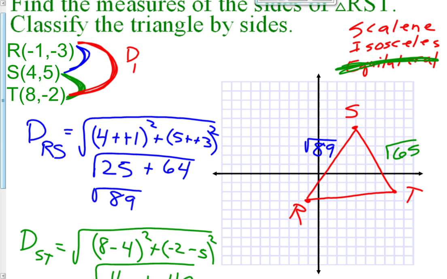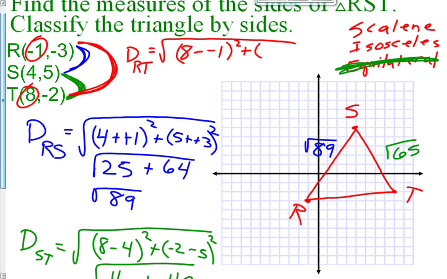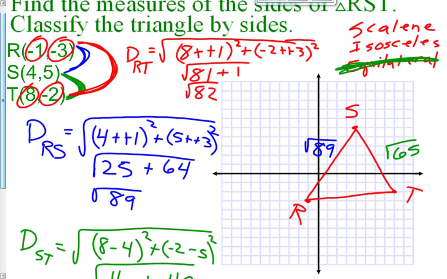So the distance from R to T equals the square root of x minus x, 8 subtract a negative 1, squared, plus y minus y, a negative 2 subtract a negative 3, squared. 8 plus 1 is 9, and 9 squared is 81. And then a negative 2 plus 3 is 1, and 1 squared is 1. So my distance is the square root of 82 units. The square root of 82 units is the distance from R to T.